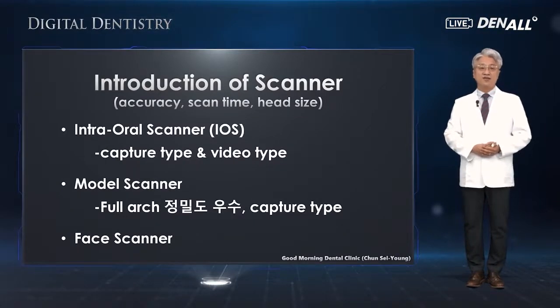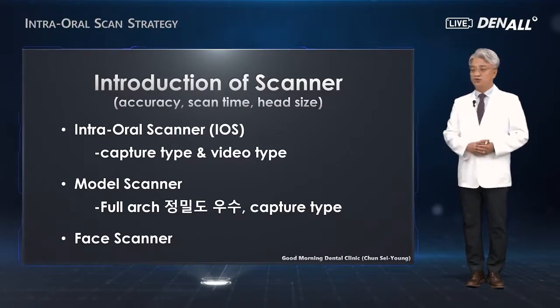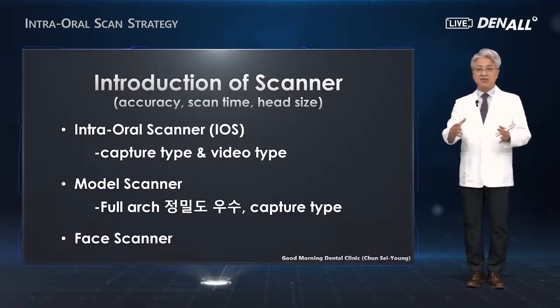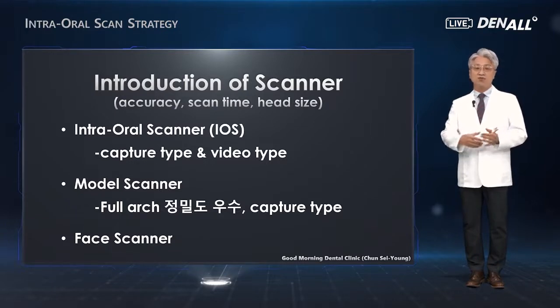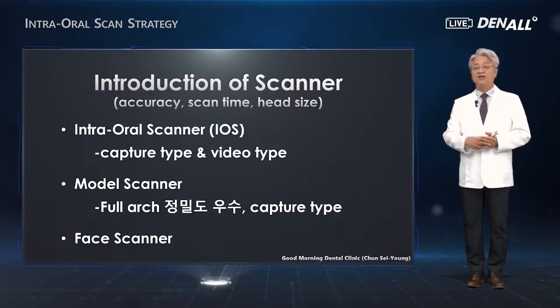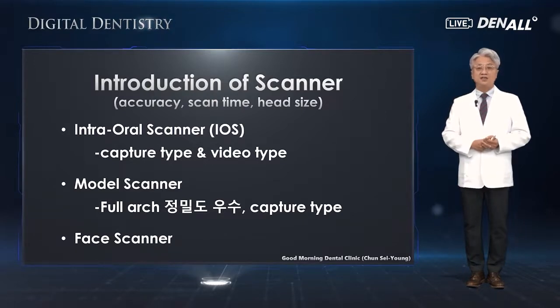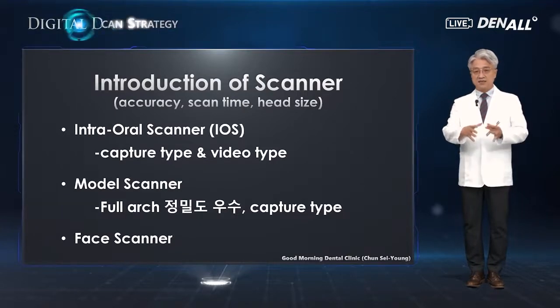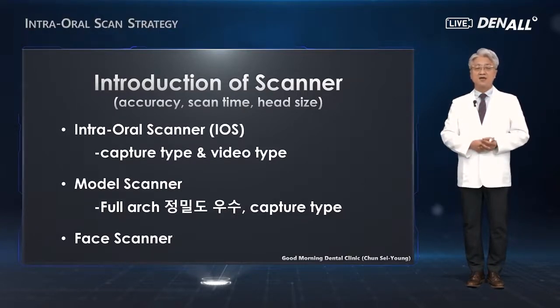First, the intraoral scanner. There are two types, capture and video types. We used to use the capture type. That's the conventional type, but the video type is more precise. So such intraoral scanners are being developed a lot and applied clinically. The video type is a more precise scanner, so the full mouth or a big area can be scanned, and the model is prepared for the scanning.